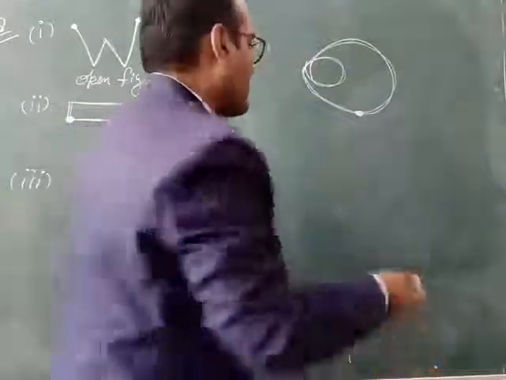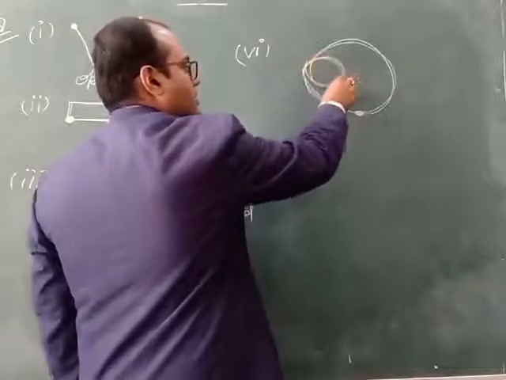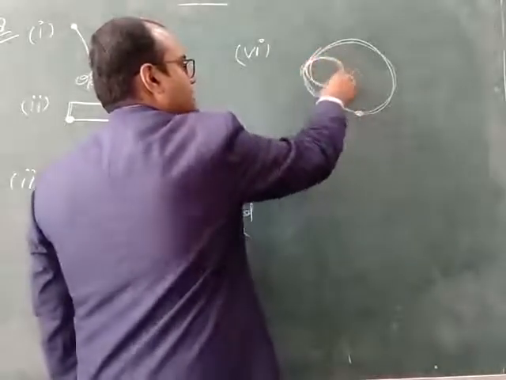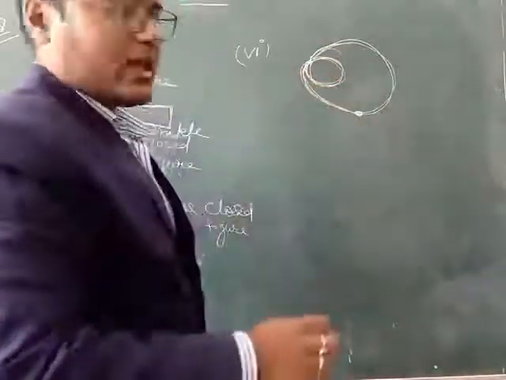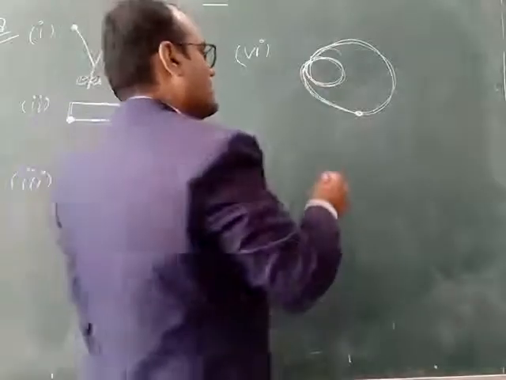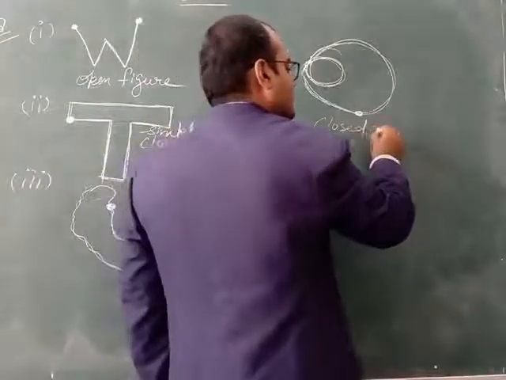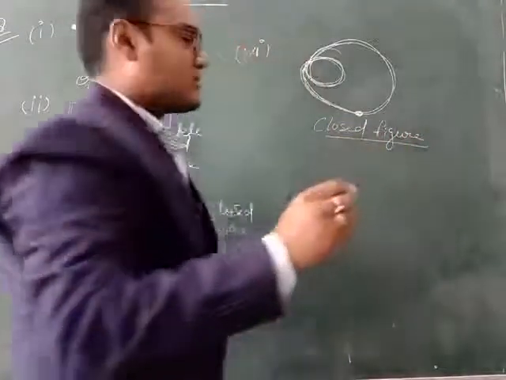Why? Because here you will observe lines are touching each other. This line is touching this one. They are cutting each other. That's why we will say it is a closed figure only. It is not a simple closed figure. This is a closed figure only. We will not write the word simple.